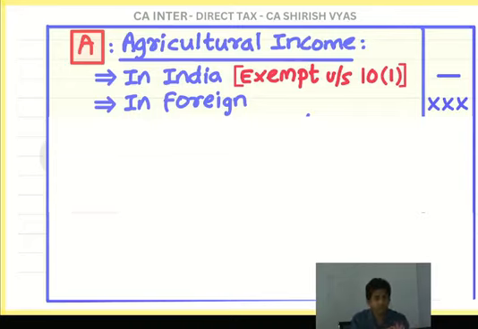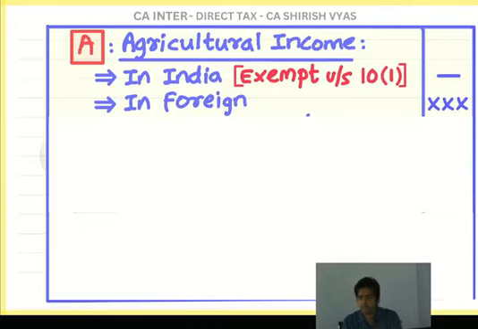But if it is in a foreign country, it will be taxable. What if the problem is silent? Then assume it is in India. We are Indian, so if the problem is silent, we will assume it is in India and you will put a dash, exempt under section 10(1). So this is A. Ramu, A. Next alphabet is M.